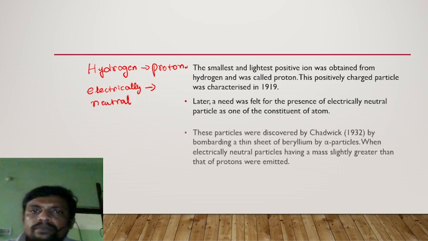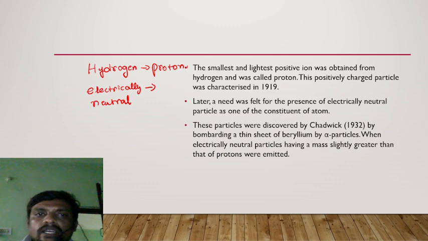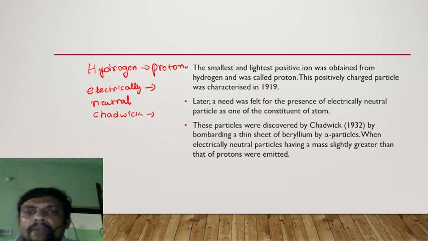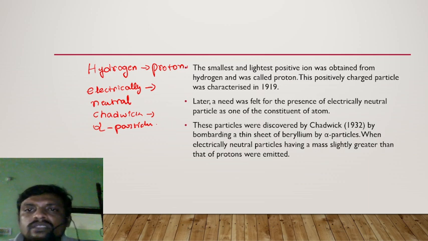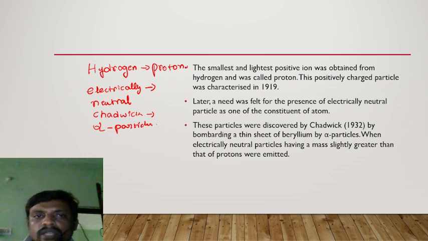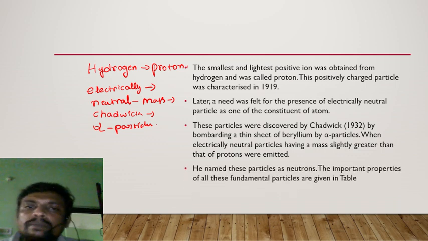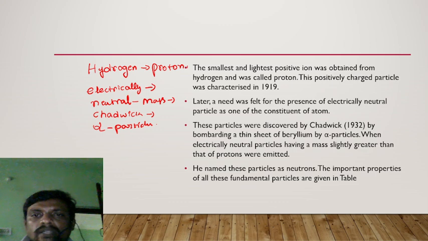This neutral particle was discovered by James Chadwick for the first time in 1932 by bombarding a thin sheet of beryllium with alpha particles. Electrically neutral particles having a mass slightly greater than that of protons were emitted. He named these particles neutrons.